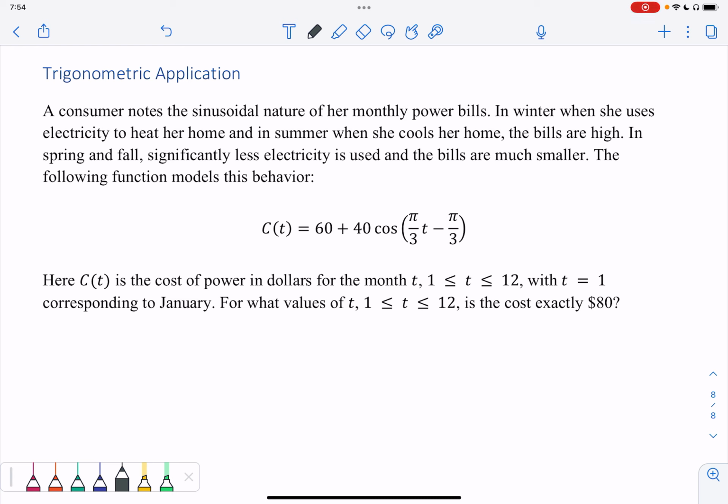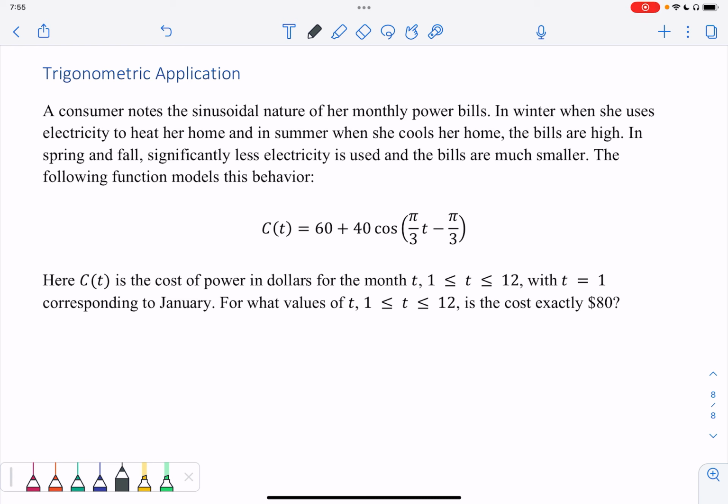C of t equals 60 plus 40 times cosine of the quantity pi over 3t minus pi over 3. Here, C of t is the cost of power bills in dollars for the month t, and t has to be less than or equal to 12, but greater than or equal to 1, and t equals 1 corresponds to January. So for what values of t, where t again is between 1 and 12, is the cost exactly $80?